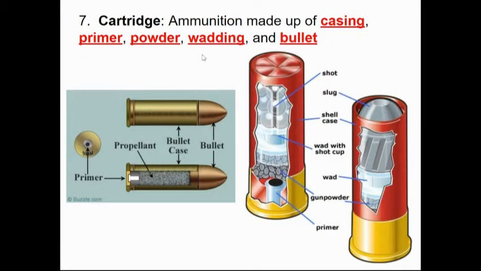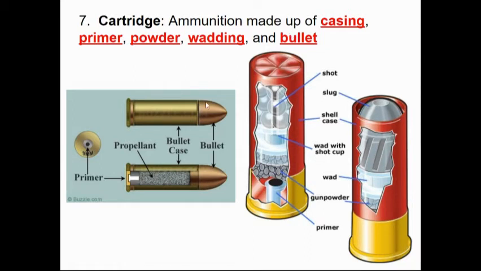A cartridge now has multiple parts. Notice here we're looking at two different types. One of them is really a shotgun shell, and the other one is a round of ammunition, most likely for a rifle or a pistol or a revolver. So what is the cartridge? It's the ammunition, and its parts generally are a casing, a primer, a powder, sometimes a wadding, and a bullet.